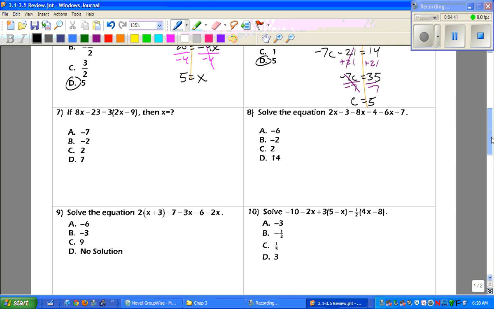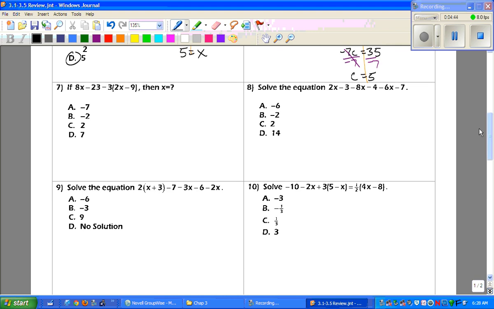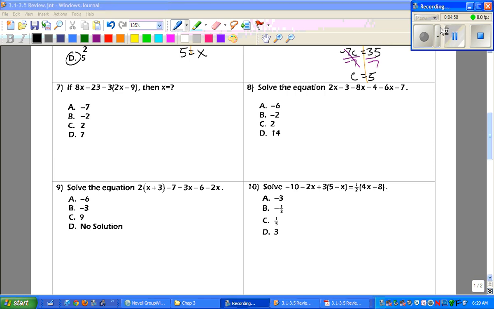All right, let's move on down. 8x minus 23 minus 2x minus 9. Let me pause the video real quick because I believe there's supposed to be an equal sign somewhere in there. So hold on real quick. And I found it. It's supposed to be right there.